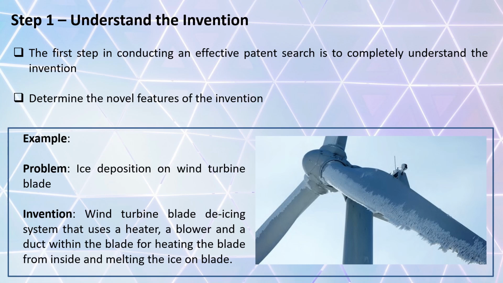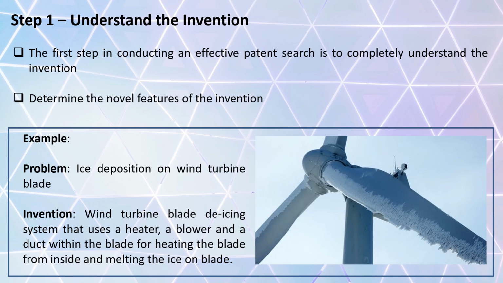So the heat released by the heater, along with the air blown by the blower, is blown in a specific direction. That is the purpose of these two. And then there is one more component, which is a duct. The duct provides the passage for the heated air to flow. Thereby, the heated air goes to the tip of the blade, and from there it is released, and in that way the entire ice deposited on the blade melts down.